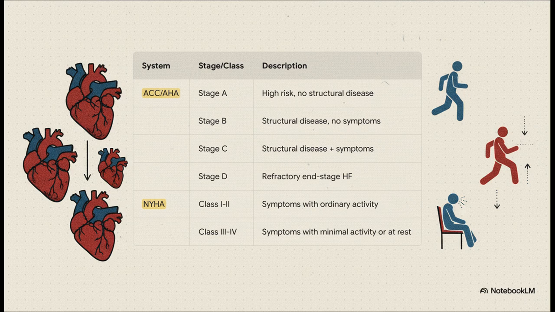On the other hand, the NYHA class on the right, that's a snapshot. It tells us about the patient's symptoms and functional capacity right now. With good treatment, a patient can go from a class IV back to a class I. So one tells the lifelong story, the other tells us how they're feeling today.